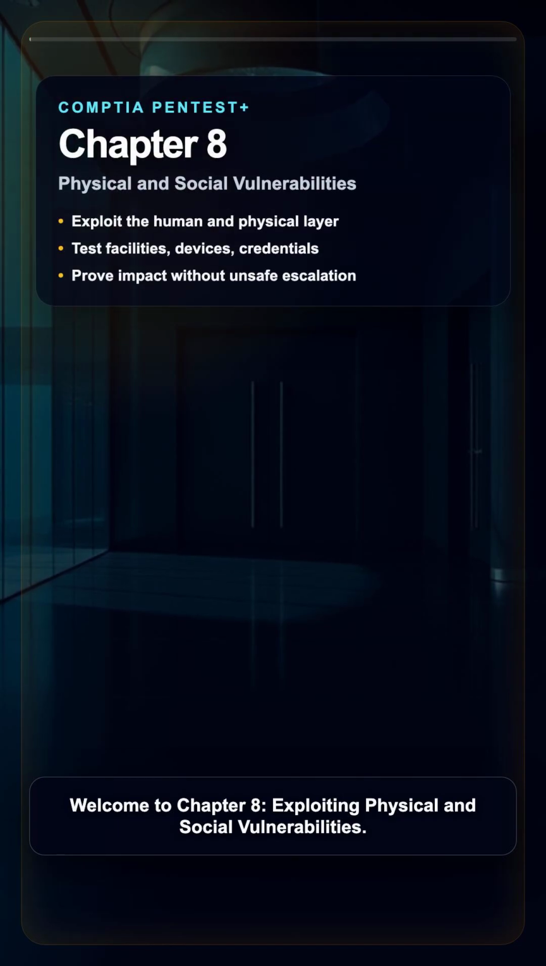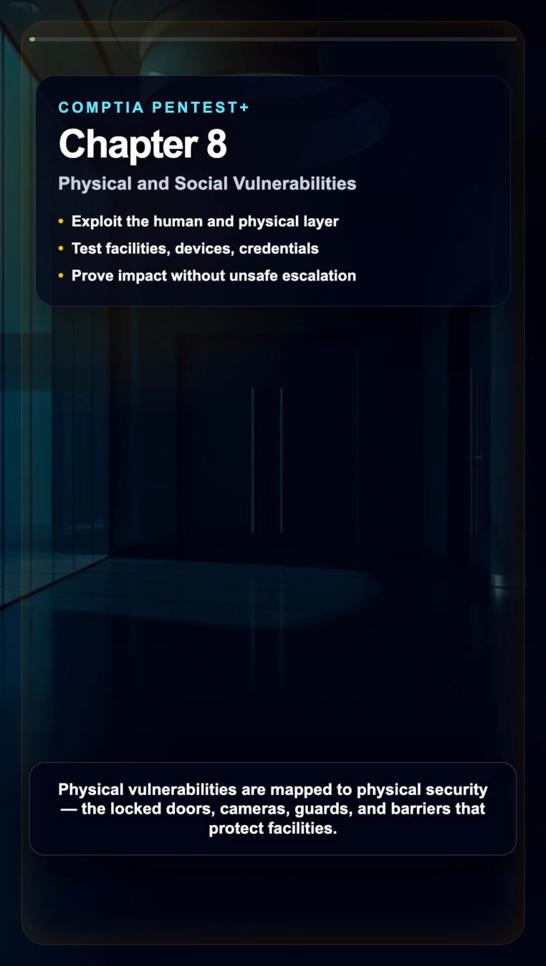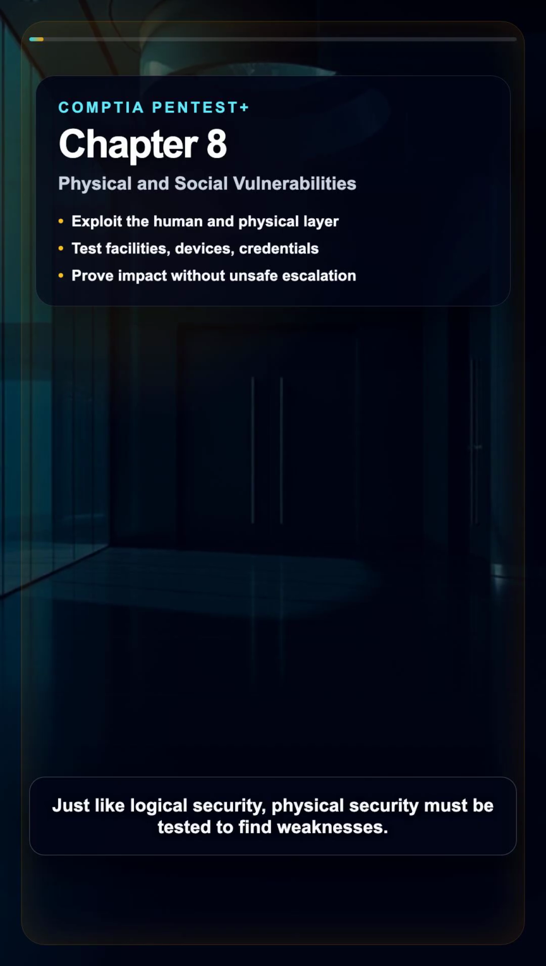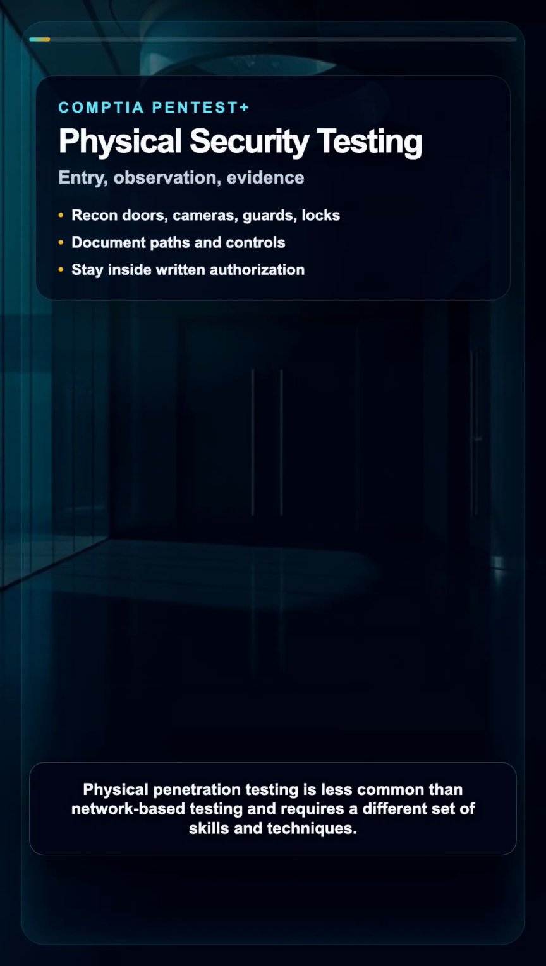Welcome to Chapter 8, Exploiting Physical and Social Vulnerabilities. Physical vulnerabilities are mapped to physical security, the locked doors, cameras, guards, and barriers that protect facilities. Just like logical security, physical security must be tested to find weaknesses. Physical penetration testing is less common than network-based testing and requires a different set of skills and techniques.